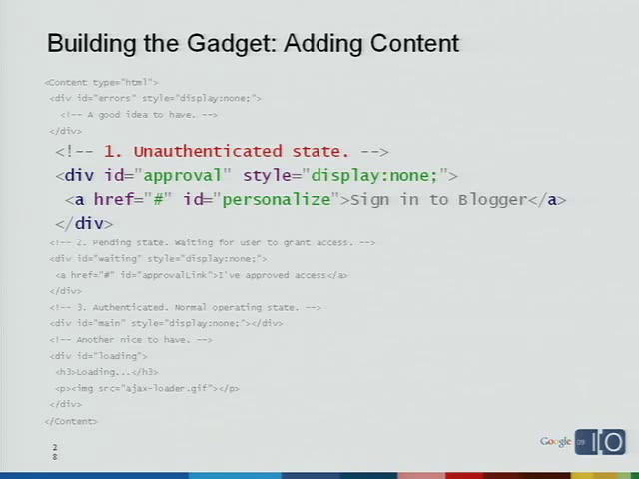The approval state is your unauthenticated state. So when the gadget's installed for the first time, the user visits your gadget or their iGoogle page for the first time, they're going to need to authenticate and actually obtain this request token and then go through this OAuth dance like Monsur talked about. So in this case, we're just displaying, sign into Blogger. We'll fill this href with a response that we'll get from the OAuth proxy, and we'll take a look at that code.